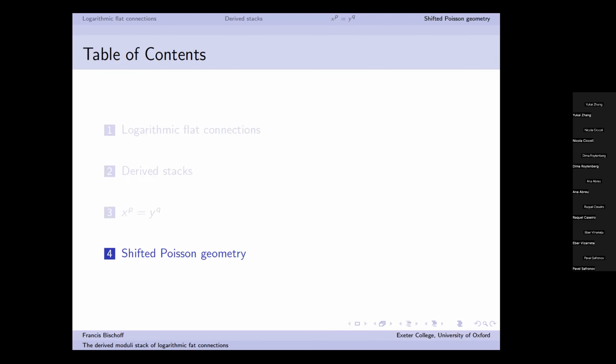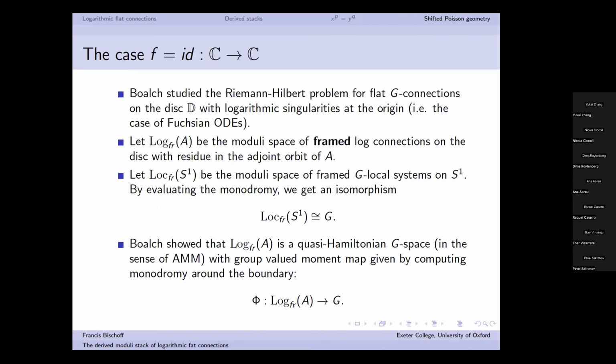So that's all I wanted to say about that. In the last part, I just wanted to mention the relation to Poisson geometry and what I expect to happen. This part is conjectural. For this, it's useful to go back to the one-dimensional case, which is actually already understood. This was work done by Philip Boalch.